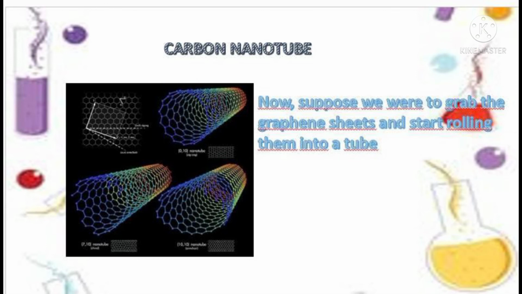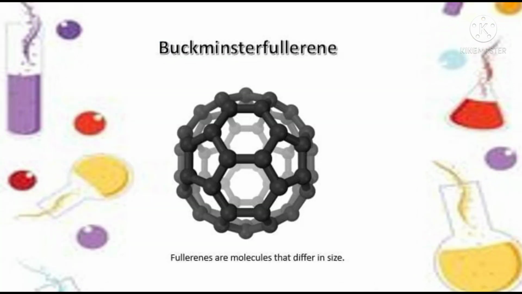Now, suppose we were to take the graphene sheets and start rolling them into tubes. These are the carbon nanotubes. The length and radius of these tubes are variable, as are their spatial conformations. Together with graphene and fullerene, these nanotubes make up the trio of the most amazing carbon allotropes.